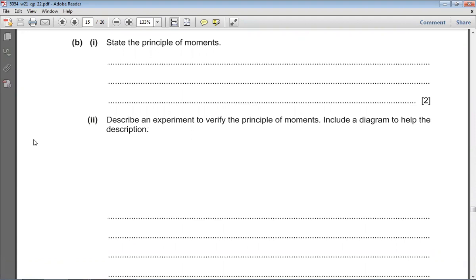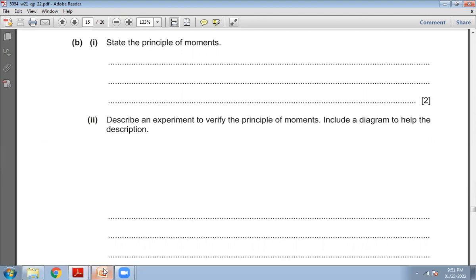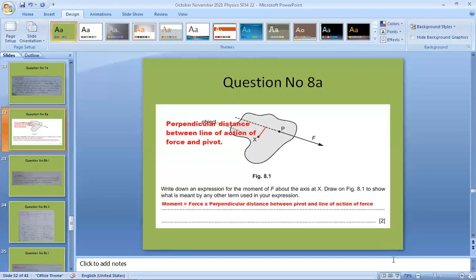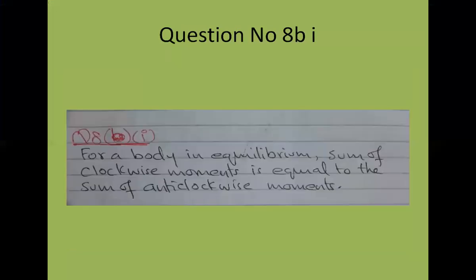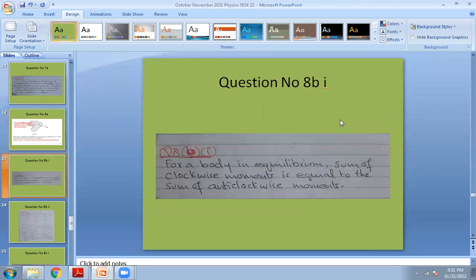Never forget this definition. It's a very famous definition, frequently coming in Cambridge exams. For a body in equilibrium, the sum of clockwise moments is equal to the sum of the anti-clockwise moments acting on that body. So the resultant moment will be 0. It's a 2-mark question. Hopefully you understand.